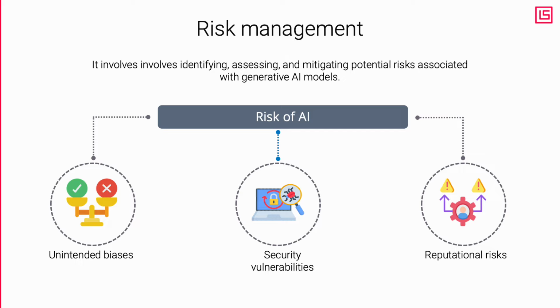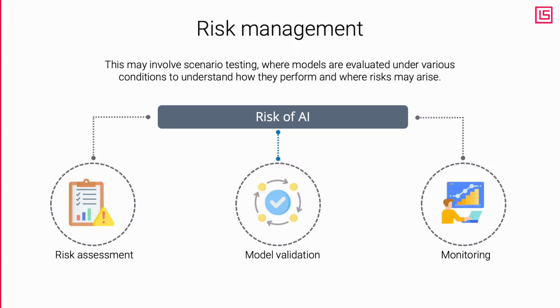Risk management in AI governance involves identifying, assessing, and mitigating potential risks associated with generative AI models, such as unintended biases, security vulnerabilities, or reputational risks. The CoE can implement a risk management framework that includes regular risk assessments, model validation, and monitoring for potential failures. This may involve scenario testing, where models are evaluated under various conditions to understand how they perform and where risks may arise.